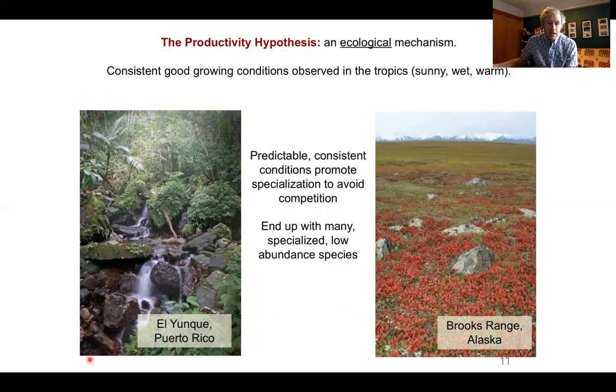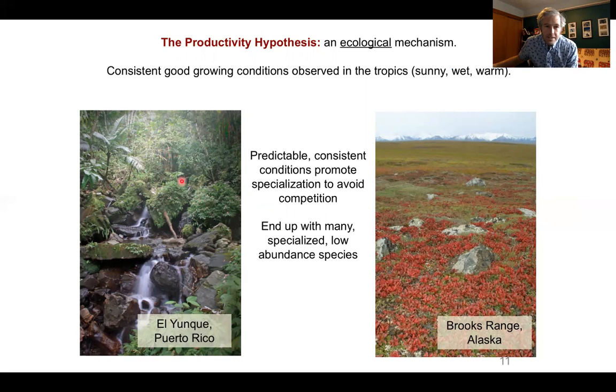Here we've got El Yunque in Puerto Rico. This is in the tropics. And here we have the Brooks Range in Alaska, which is very much not in the tropics. It's very far north. If we look at the species in El Yunque, Puerto Rico, we see that everything is green, basically, but there's lots and lots of individuals of different species. This is because the conditions here are incredibly stable.